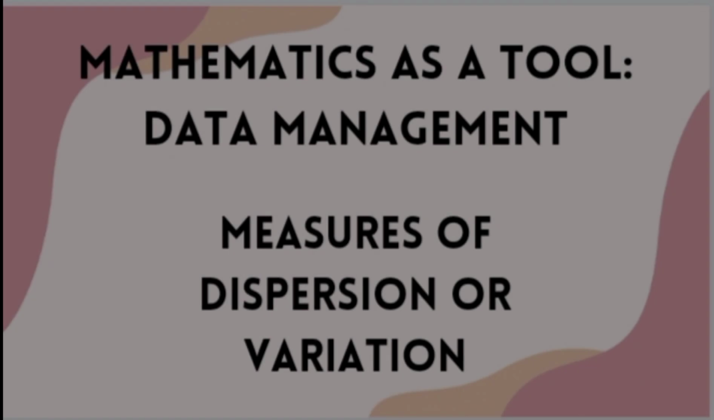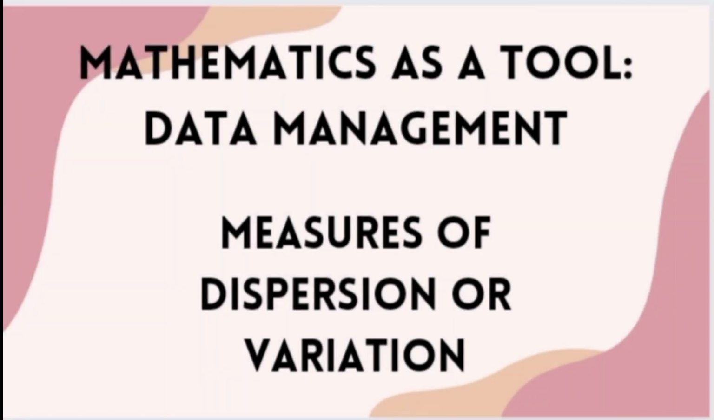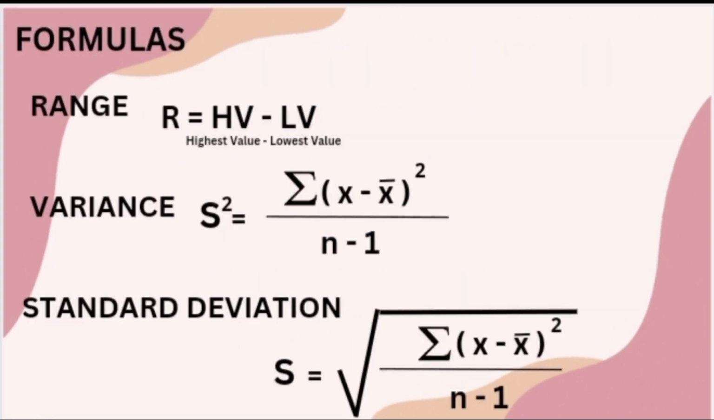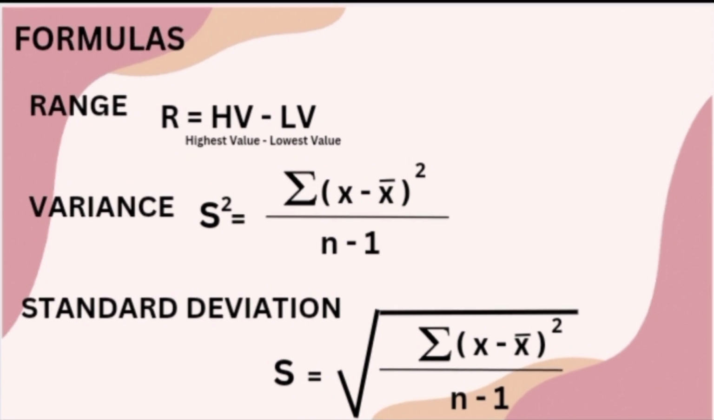So, ang sunod naman nating tatalakayin is mathematics as a tool. Data management, measure of dispersion or variation. Ito ang mga formula. So, ano nga ba ang range? Range is the simplest measure of dispersion, which is the difference between the highest and the lowest value in the set data. Variance naman is the summation of the difference between its value of the given set of data and its mean divided by the difference of the total number of a set data and 1. Ang standard deviation naman is the square root of the value obtained in variance of the given set of data.